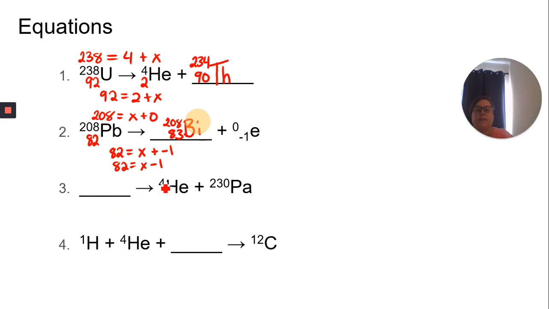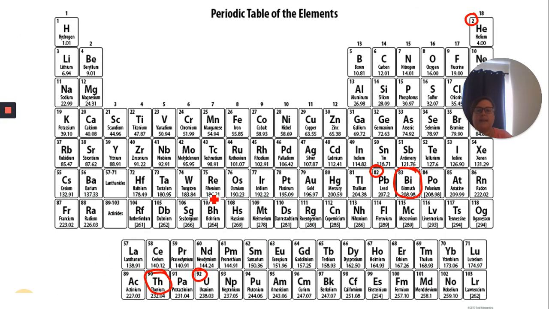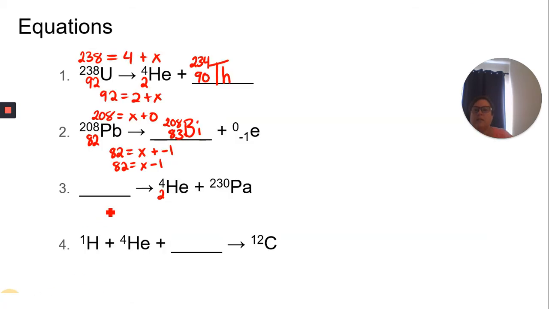Okay, so for number 3, we would need the atomic number of helium again, which is 2. We take Pa, we go to the periodic table, and we search for Pa. It's down here with thorium, so it's number 91. So this is 91, and then you solve the top and the bottom.